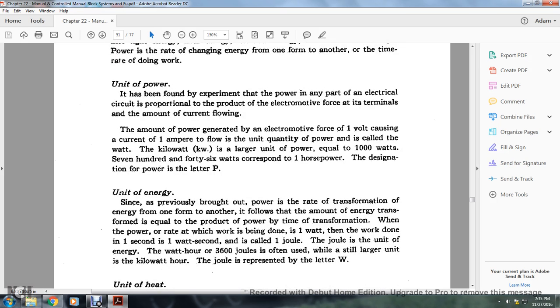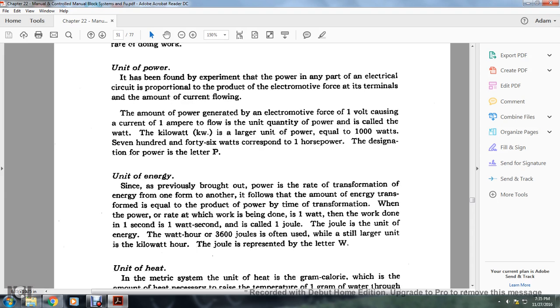The unit of power is found by experiment: the power in any part of the electrical circuit is proportional to the product of the electromotive force at the terminals and the amount of current flow. The amount of power generated when an electromotive force of 1 volt causes a current of 1 amp to flow is the unit of power, called the watt. The kilowatt is the larger unit of power, equal to 1,000 watts. 746 watts corresponds to 1 horsepower. The designation for power is the letter P.